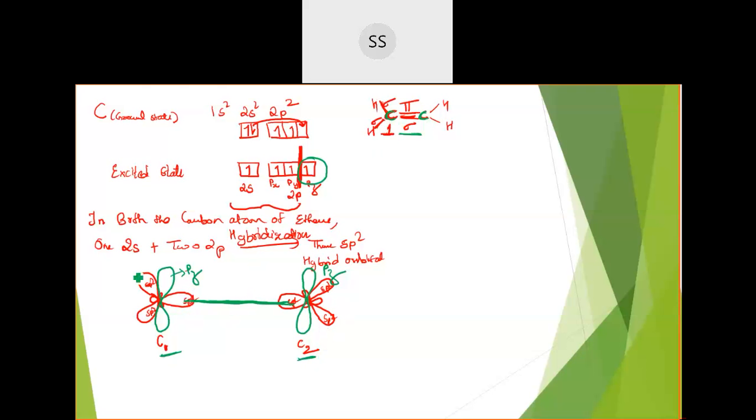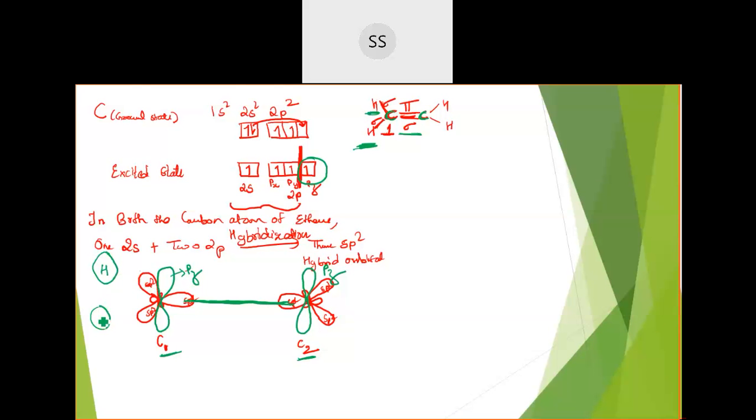Next, what is there? They have to overlap with the hydrogen atom. See here, two hydrogen atoms, they have to overlap. So which orbital of hydrogen should they overlap here, and how many bonds do they need to form? You can find out actually. See here, one sp2 hybrid orbital, another sp2 hybrid orbital. These hybrid orbitals will overlap with the 1s orbital of the hydrogen atom. Hydrogen has a 1s orbital, so this will overlap to form a sigma bond.